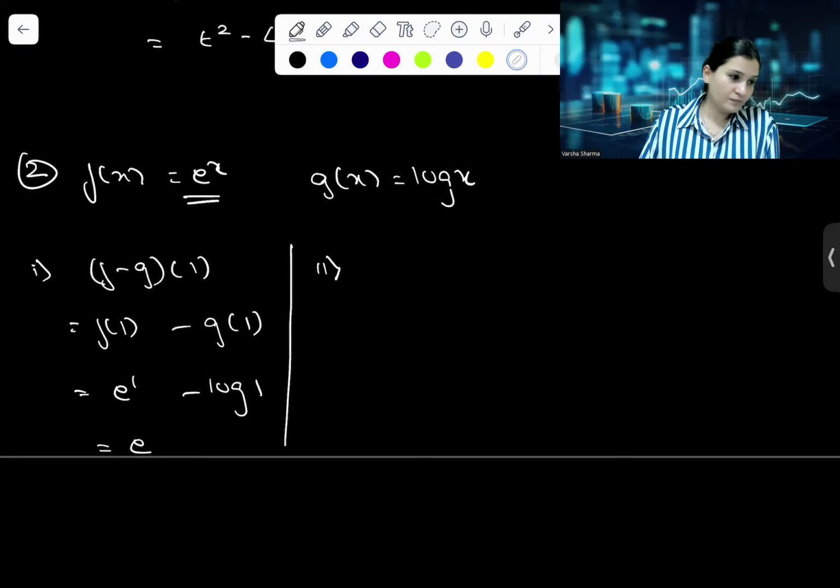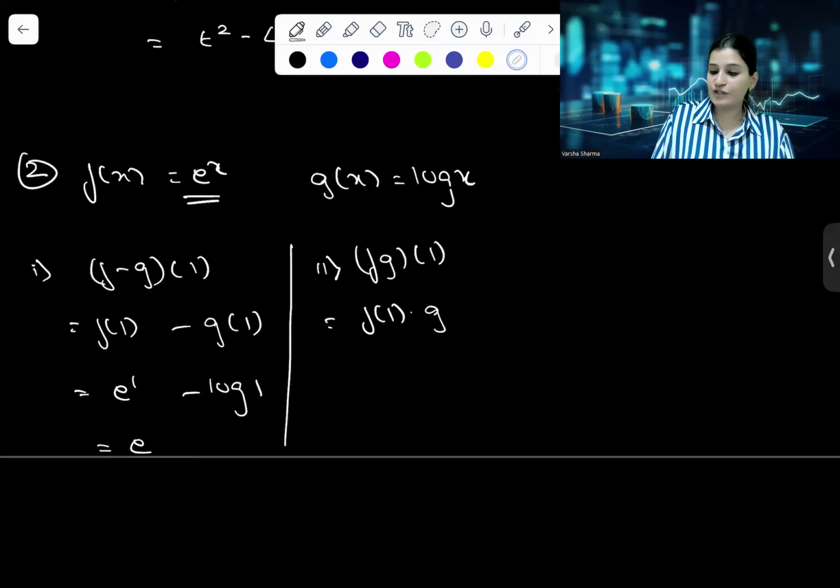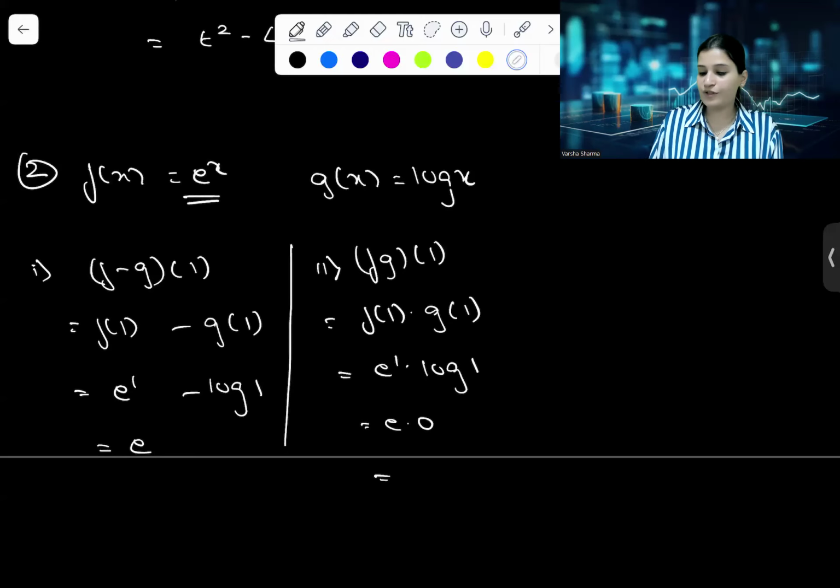Number 2, f into g of 1. So f of 1 into g of 1. f of 1 is e power 1 into log 1. Log 1 is 0. e into 0 would be 0.